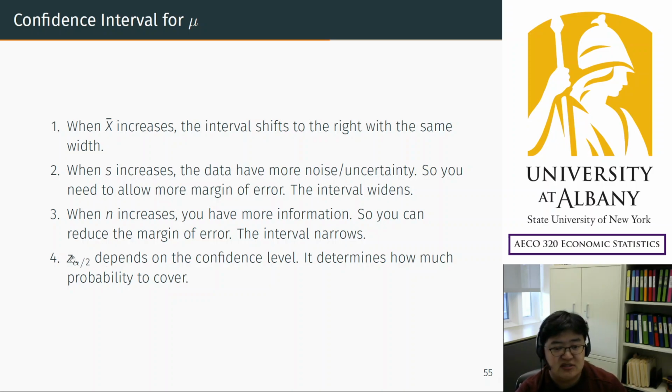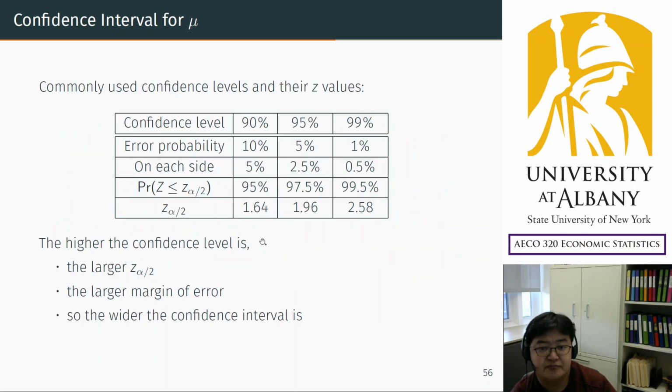Finally, z alpha over 2 is about the confidence level, determined by alpha, which is the error probability we are willing to give up. So I would allow 1% error probability or 5% error probability. The larger the probability, the width of the margin of error is determined, right? So there are only 4 components that affect the confidence interval. So it's pretty simple to calculate.